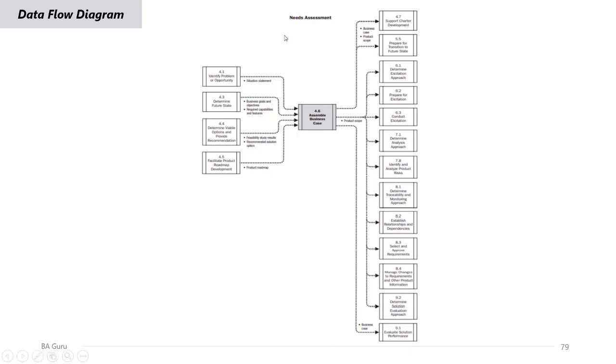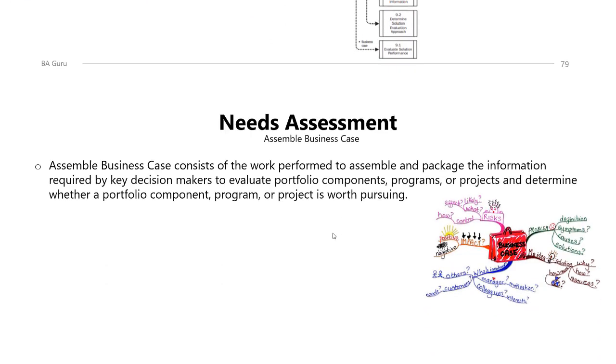You will have these 6 inputs, and the outputs of this process, which will be the business case and the product scope, will be used in more than 13 business analysis processes. This is why you need to have a clear, justified business case.